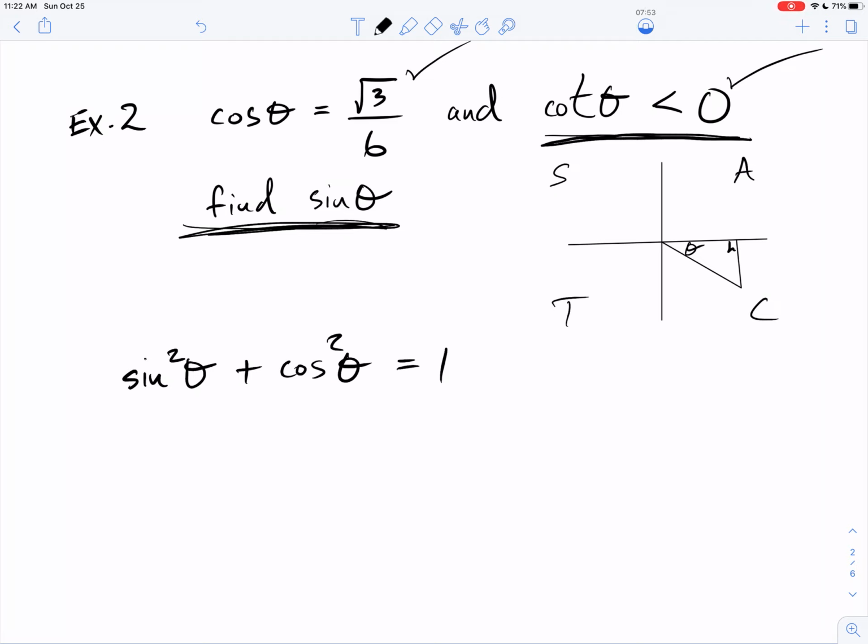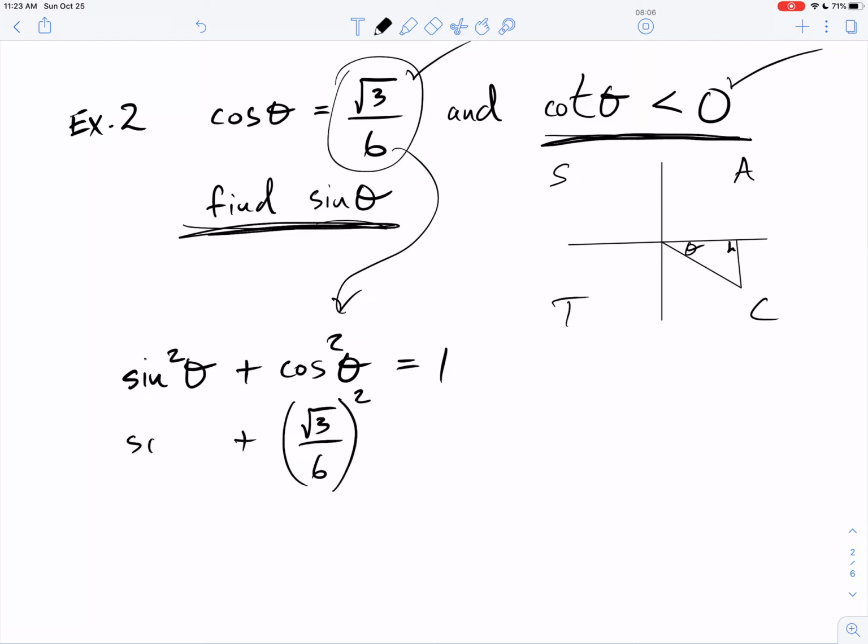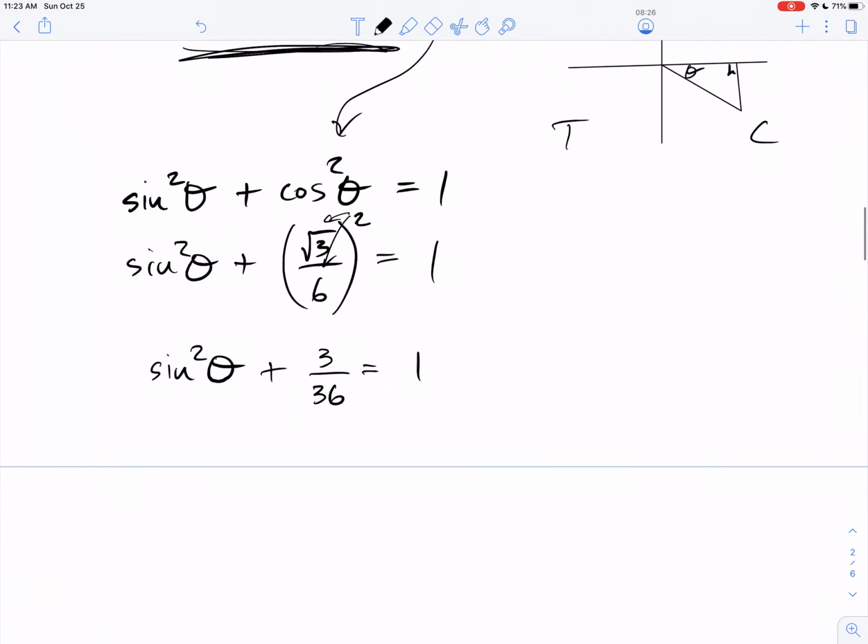What are we going to do? They're going to tell us to substitute your answer in here. So we're going to take root 3 over 6, and we are going to square it. Well, what's root 3 squared? On the top, it's root 3 times root 3. That's just 3. On the bottom, it's 6 times itself. That's 36. Equals 1. So I'm just going to keep it going here. Let's get this to the other side.